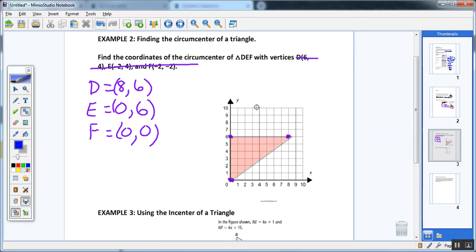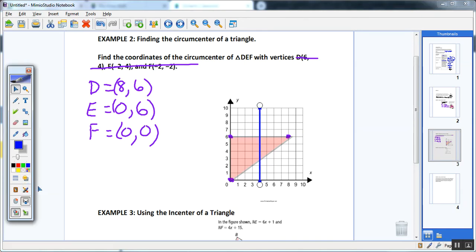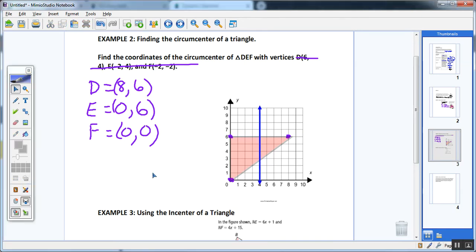Okay, so x equals 4. I'm going to draw a vertical line right here. Isn't this a perpendicular bisector to that side? Let me straighten it out a bit. Isn't this 90 degrees right here? Do we have to have it out of the triangle, or can we just draw it in?